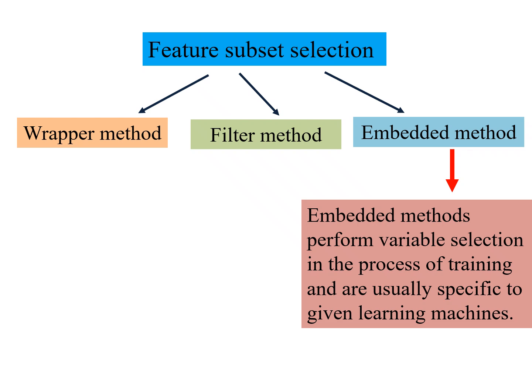Last is the embedded methods. These perform variable selection in the process of training and are usually specific to the given machine learning algorithms or learning machines. For example, in decision trees, we see that information gain is used as the attribute selection measure, and then only the tree is developed. So this is part of the training method of the machine learning algorithm. So these are the embedded methods because they do the feature subset selection as part of the ML algorithm.